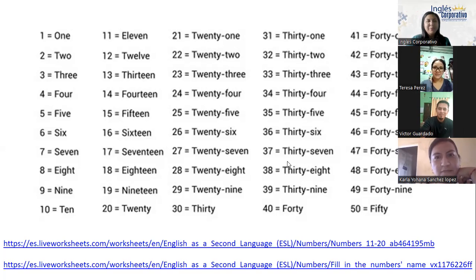Okay, entonces, so we have the numbers from 1 to 50. Pero este sigue la misma secuencia de ahí en adelante. 51, 52, 53, 54, 55, 56, 57, 58, 59, y llegamos al 60. Seguimos igual, 61, 62, llegamos al 70, al 80, 90, and, a ver, ¿quién me dice cómo se dice 100? Yo sé que saben.